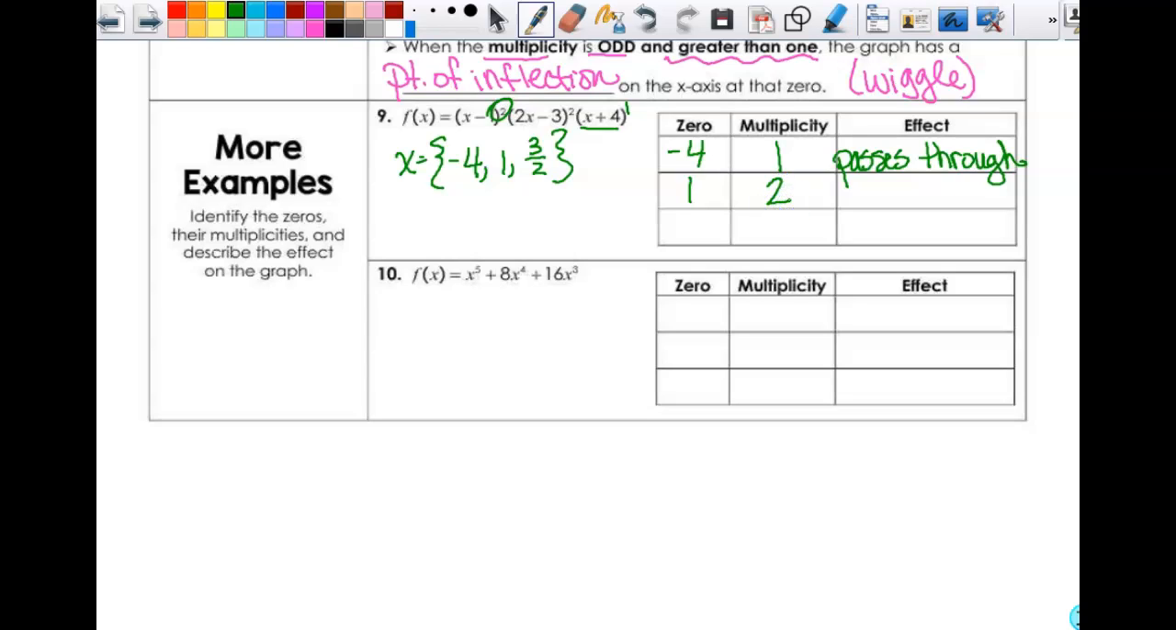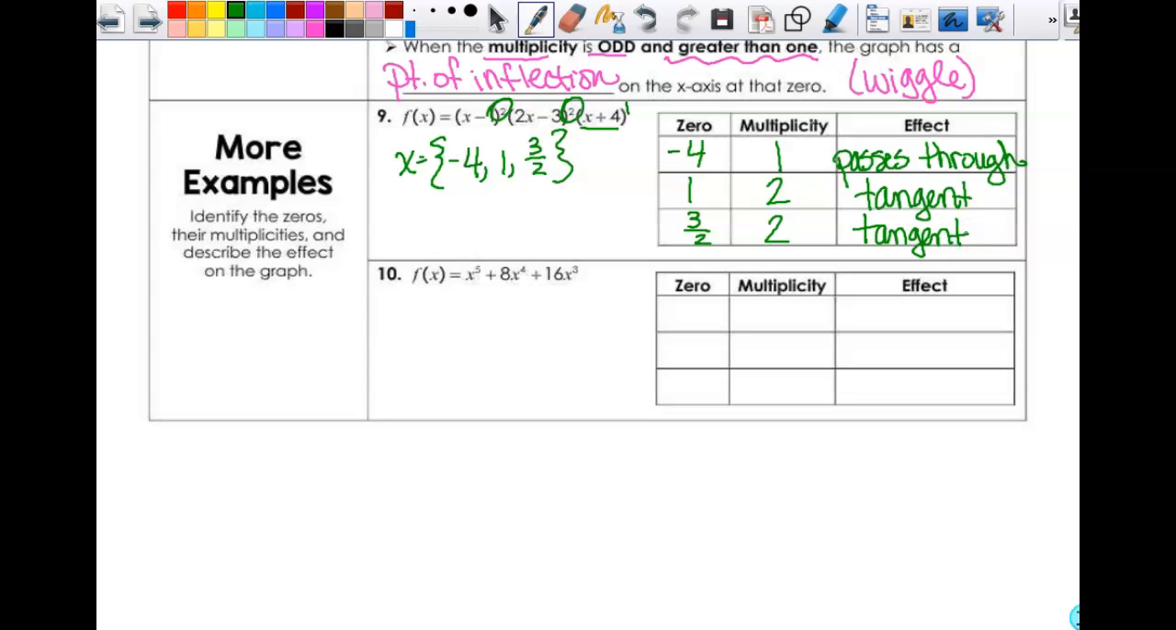All right, so then my 1 has a multiplicity of 2. And what happens there? I know it's a bounce, but what's our real word? Tangent. Okay, good. And then this one also, my 3 halves, also has a multiplicity of 2. So what happens there? Tangent.